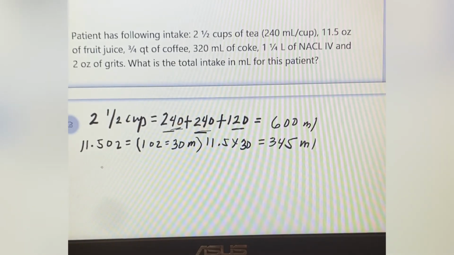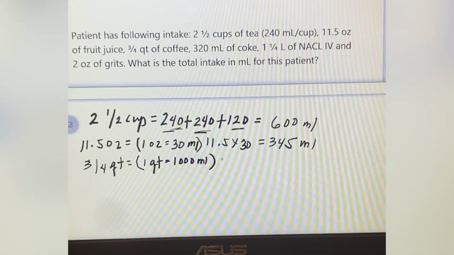Next is the 3/4 quart of coffee. How much is 1 quart in ml? 1 quart is equal to 1,000 ml. This one is 3/4 quart. We need to get the 3/4. The 3/4 of 1,000 is 750 ml.